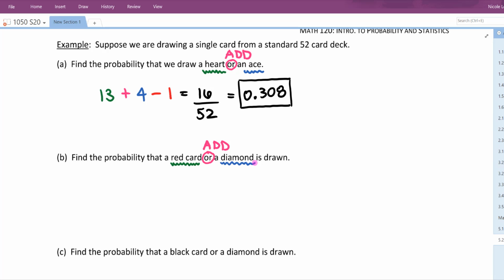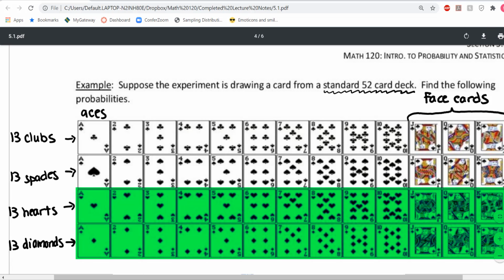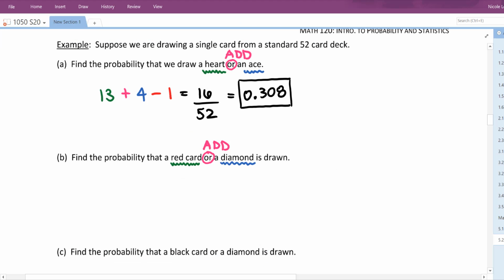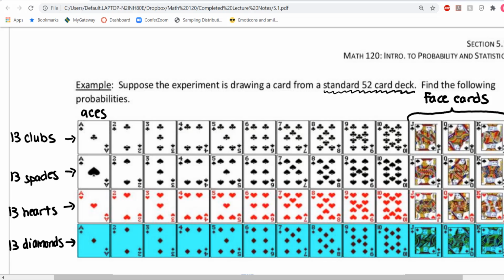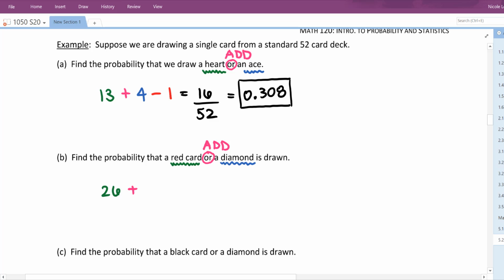Going back to our deck of cards, here are all of our red cards. Notice you have 26 of those. "Or" tells us to add, so plus. Now I need to add to it all of my diamonds. Here are all of my diamonds, and we had 13 of those.